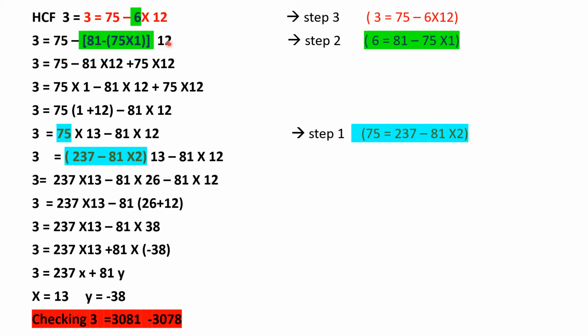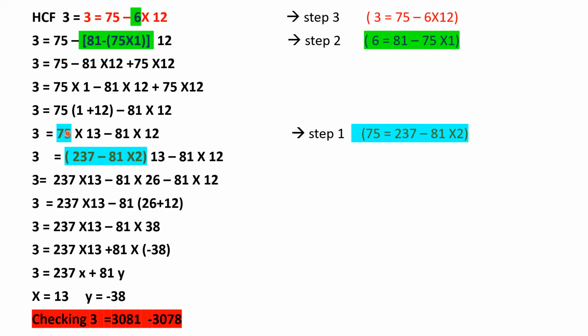Now, this 3 will be here equal to 75 minus 81 into 12. Minus into minus plus. 75 into 1 into 12 is 12. This you should understand, right? This 75, I am going to write 75 into 1 minus 81 into 12 plus 75 into 12. This 75, I am going to take out. How many 75s are there? Here 1, here 12. 1 plus 12 minus 81 into 12. What is 1 plus 12? 13. 75 into 13 minus 81 into 12, right?